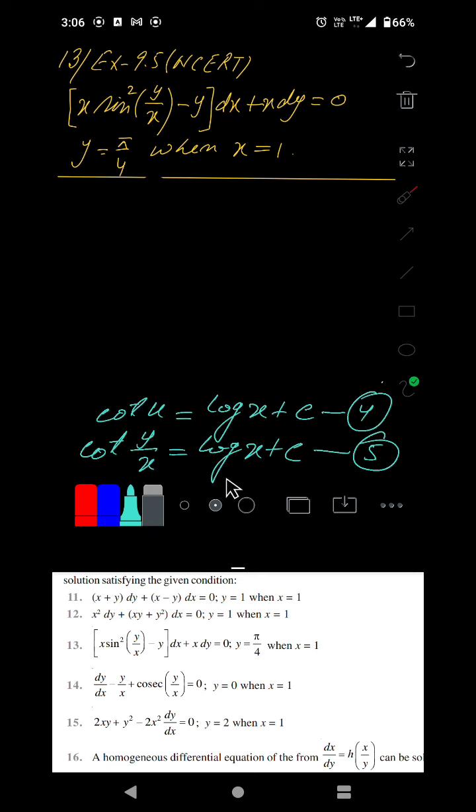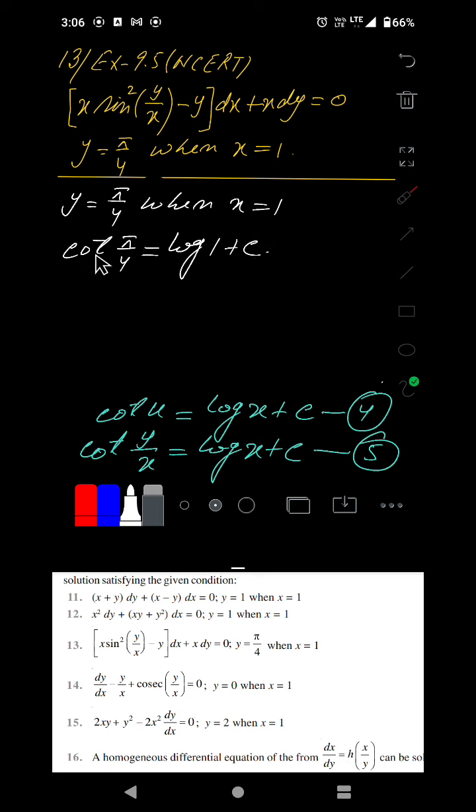Now in this step we are going to use boundary value condition to find the particular value of c. So using boundary value condition, y is equal to pi by 4 when x is equal to 1. So substituting in this equation 5, y as pi by 4 and x is equal to 1, so we have cot pi by 4 is equal to log 1 plus c. As we know well, cot pi by 4 is 1 and log 1 is 0. So we have 1 is equal to 0 plus c, or simply c is equal to 1.